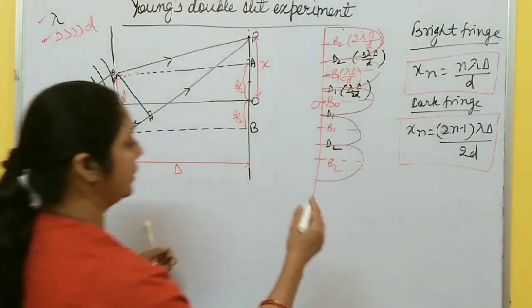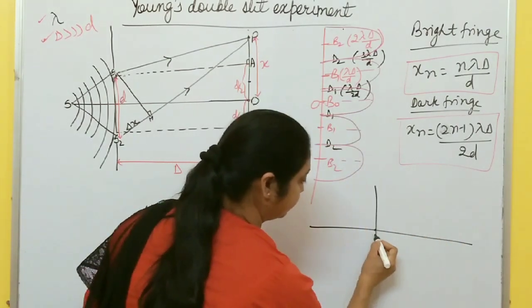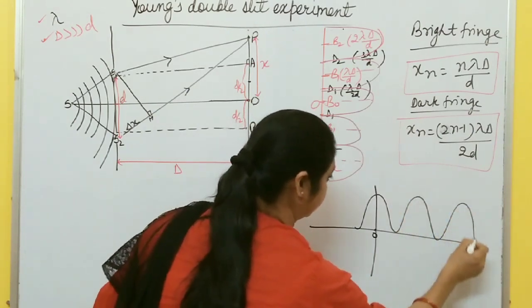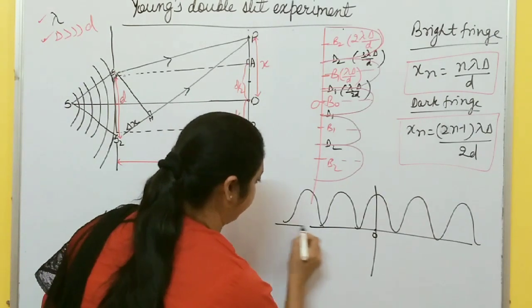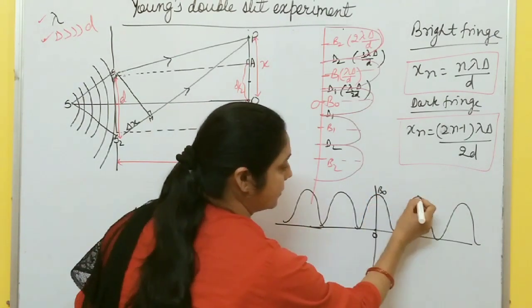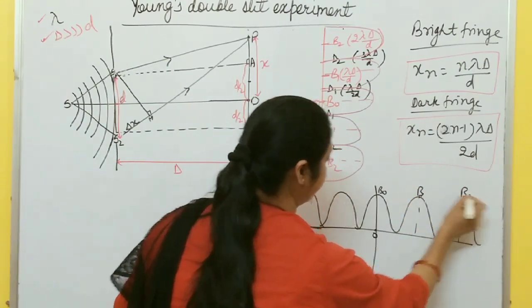You can draw it in this way also, like this one. This is center O, right? Intensity is formed like this one on the screen, right? This is the central bright fringe. This one is the first bright fringe. This one is the second bright fringe.